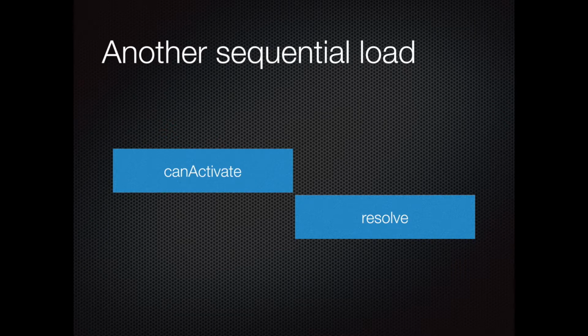Another source of sequential loads can be some of the route guards. All of the can activate guards run before the resolve guards, and that actually makes sense, right? Can activate is usually used for things like authentication and permissions. So you wouldn't actually want to execute a request to get the details of an object if your user wasn't allowed to see them. This all does make sense, but you do need to keep this in mind if you have really long-running requests.